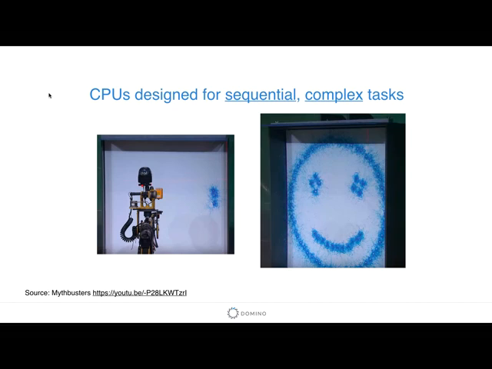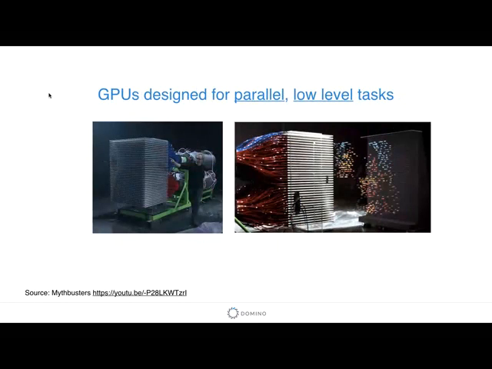It is a sequential process that happens over time. And they can handle complex tasks such as aiming the paintballs. A GPU, on the other hand, is designed for very parallel but low-level tasks.